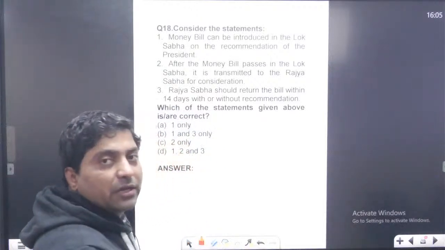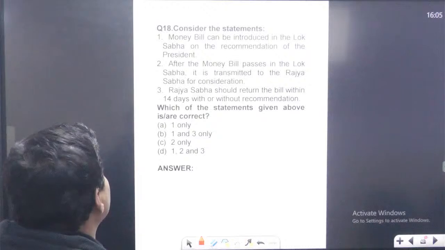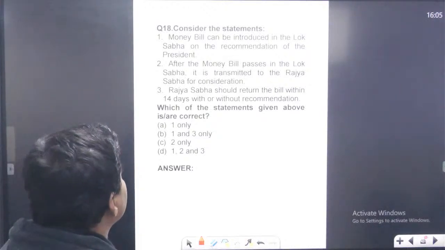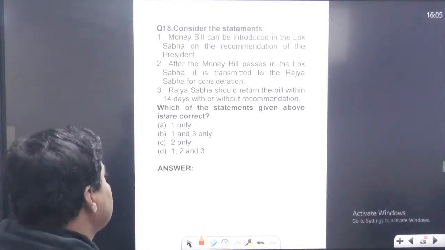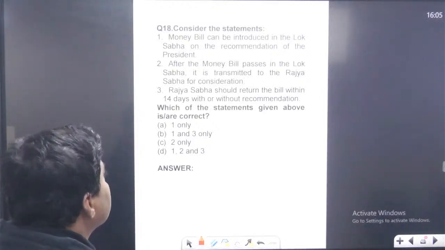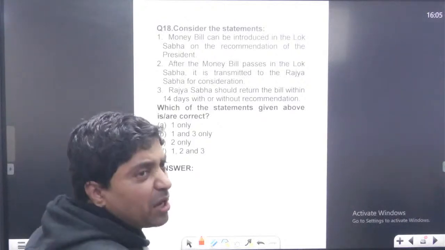Now consider the money bill. It can be introduced in the Lok Sabha on the recommendation of the President. After the money bill passes in the Lok Sabha, it is transmitted to the Rajya Sabha for consideration. The Rajya Sabha should return the bill within 14 days, with or without recommendations. Now let me teach you a little bit.